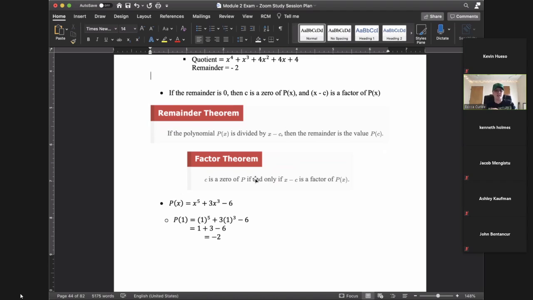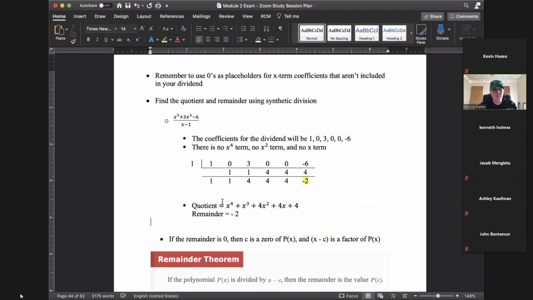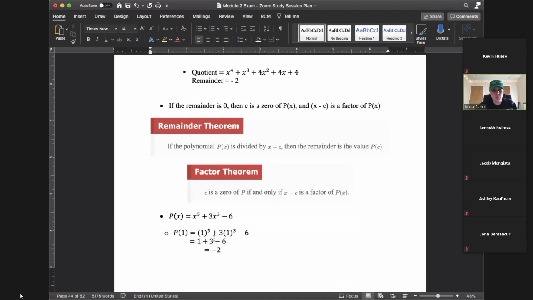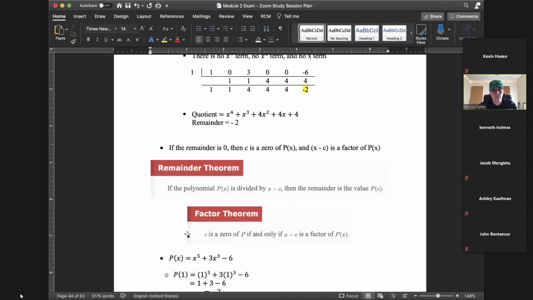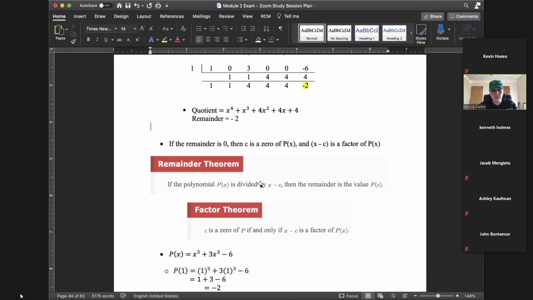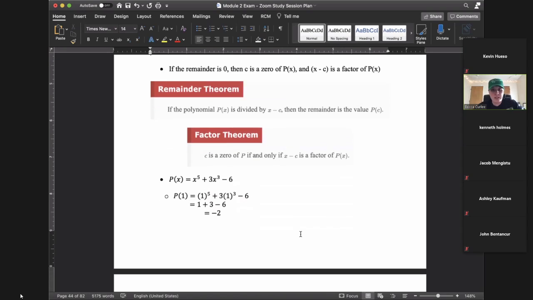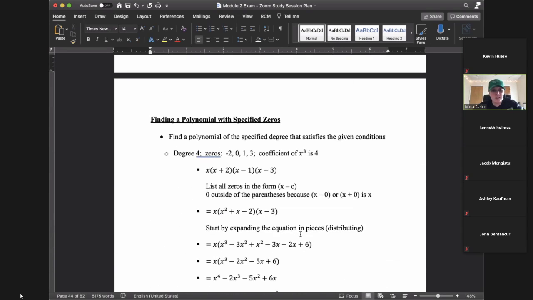So if we took the same one that we had, p of x equals x to the fifth plus x to the third minus 6, and then took p of 1. If p of x is divided by x minus c, then the remainder is the value p of c. So we've got x minus 1, and if we did p of 1, that's going to give us the remainder. I don't really know if that's going to be helpful for the exam, and I don't even know why they included it, but it's there.